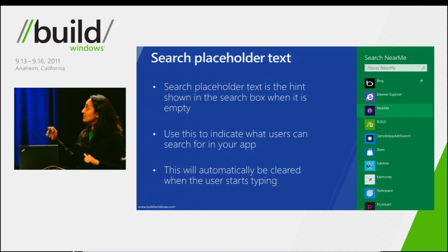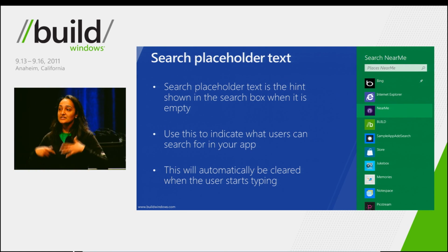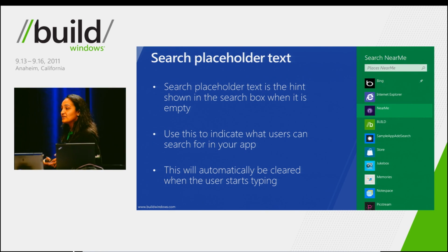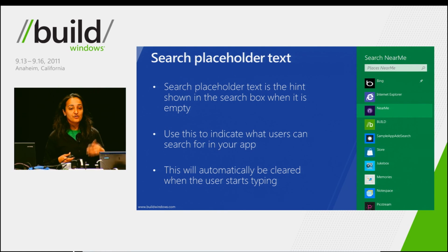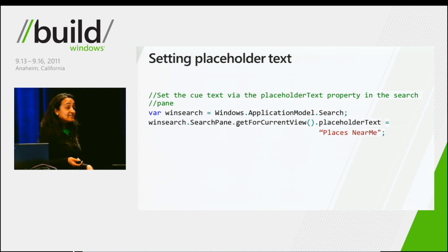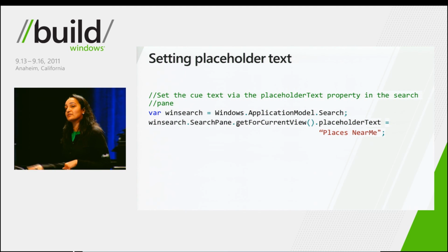In this example, the comp that I'm showing right now, it says "places near me," because the Near Me app helps me search for locations near where I am. The placeholder text is automatically cleared when the user starts typing, so you don't have to worry about handling all of this when you get your query text from the event args. Setting the placeholder text is pretty easy. It's just a property on the search pane. Just pass in the string that you want to show in the empty search box.